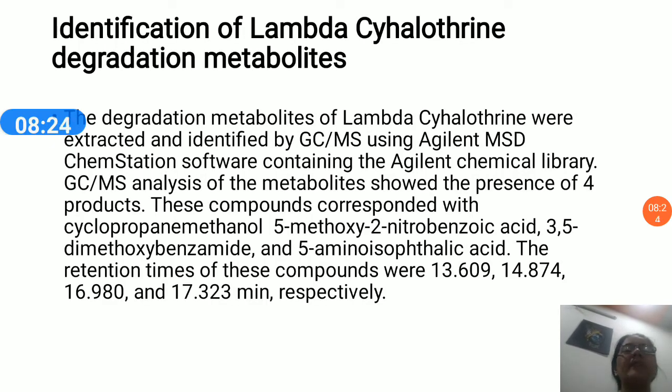Then the metabolites after degradation were also identified with the GCMS system, using the Agilent MSD ChemStation software, and 4 products were identified. They were cyclopropane methanol, then 5-methoxy 2 nitrobenzoic acid, then 3,5-dimethoxybenzamide, and 5-amino-isophthalic acid, and they have different retention times.